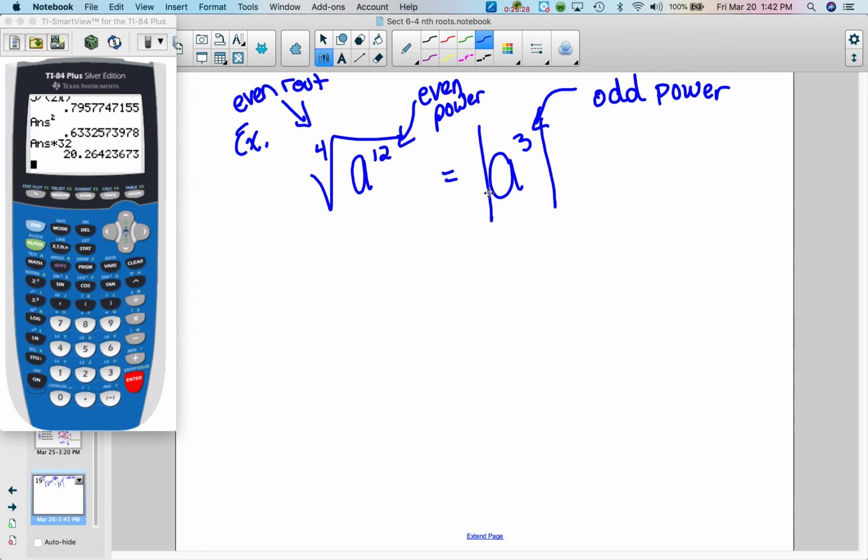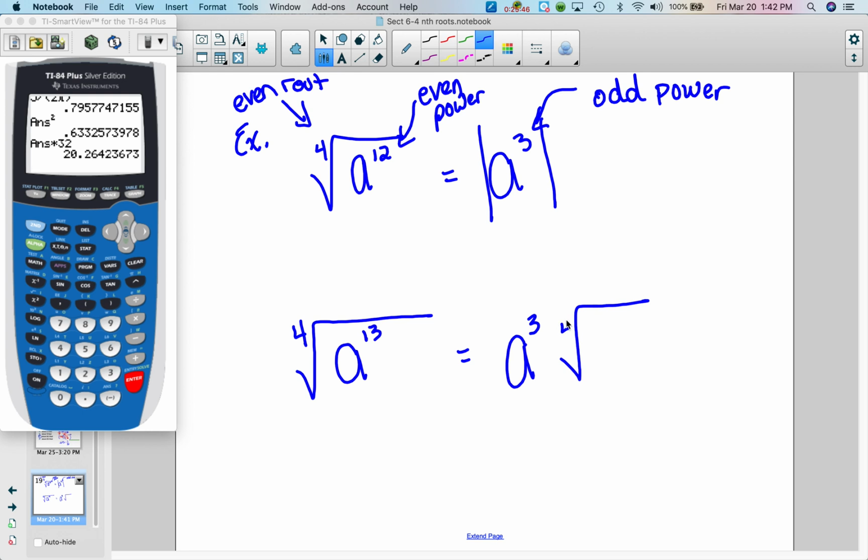Now, you might wonder, why do I always say with nothing left over? Because what if this had been the 4th root of a to the 13th power? 4 goes into 13 3 times, but there's 1 left over. So the one that's left over stays underneath the radical sign. Okay, so here's my 3 times with 1 left over. So that's what you would do if you have something left over.